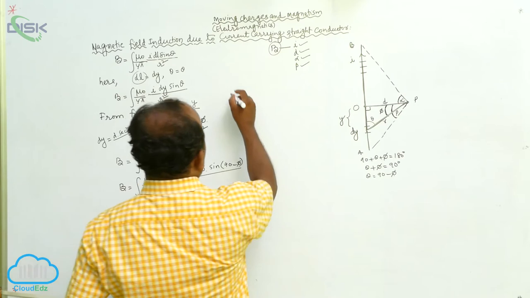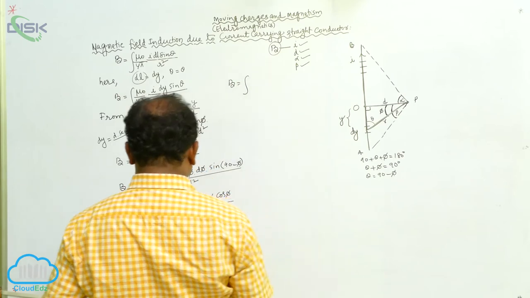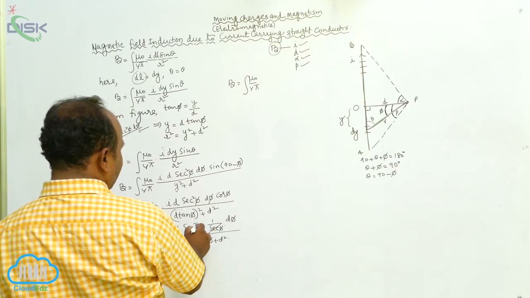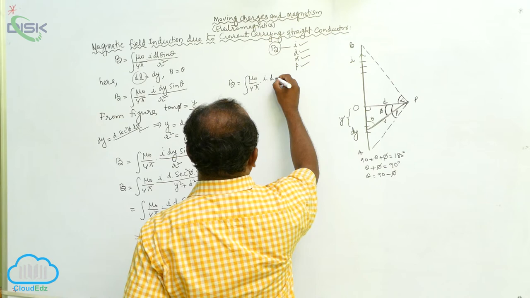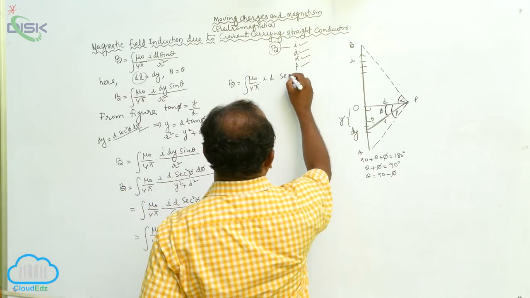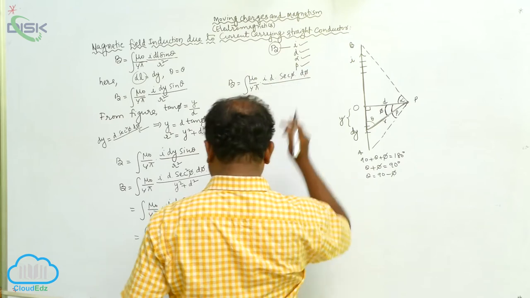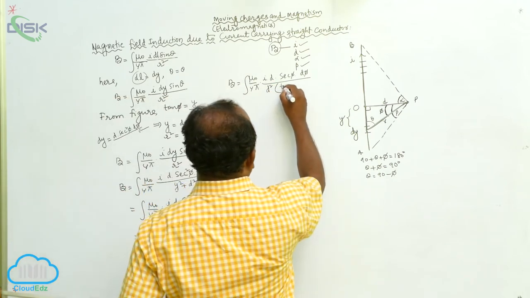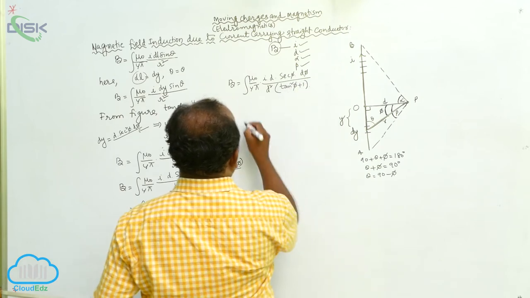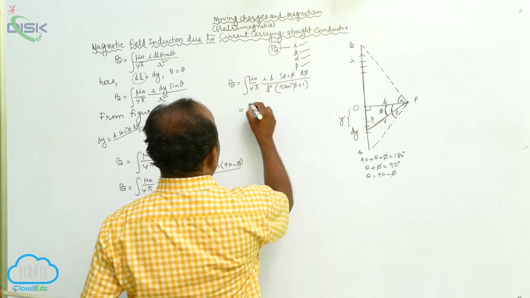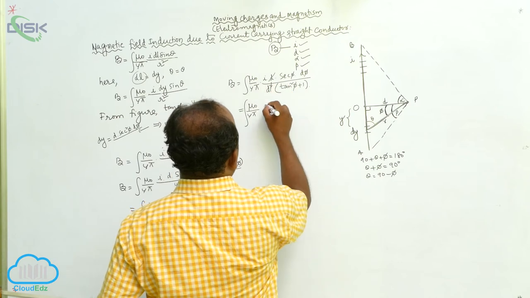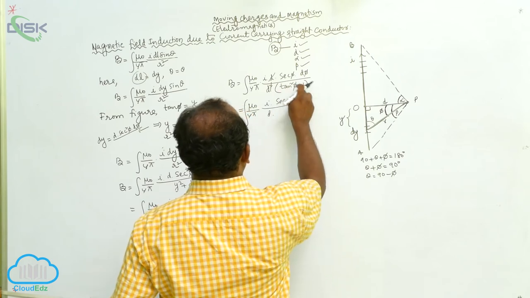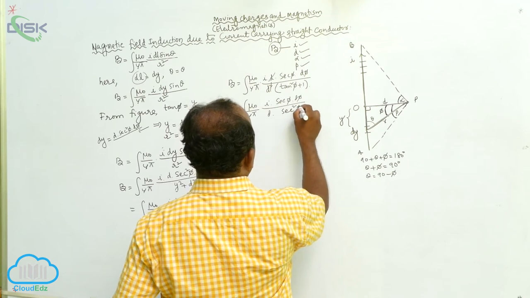Now integration is continued. B is equal to the integration of mu naught by 4 pi, I into d, secant phi d phi, by d square getting common, tan square phi plus 1. Therefore, mu naught by 4 pi integration, d gets cancelled, I into secant phi d phi by d into 1 plus tan square phi, that equals secant square phi.